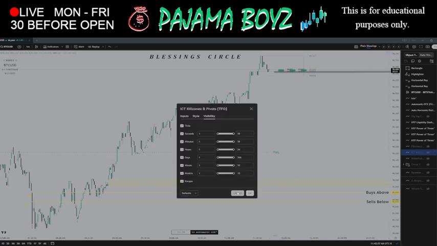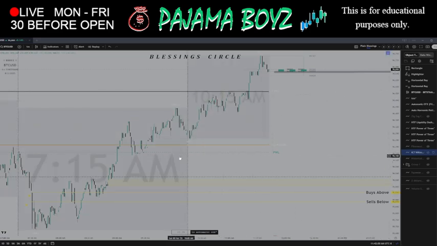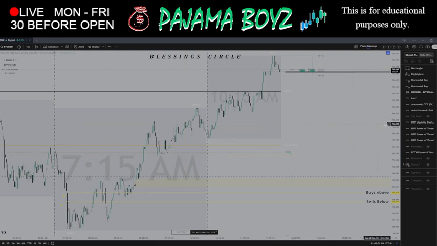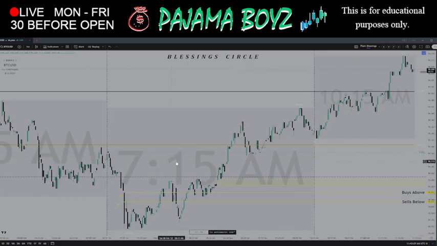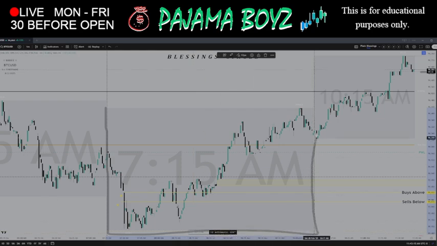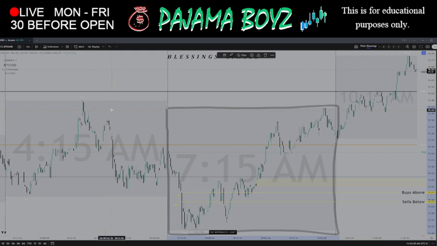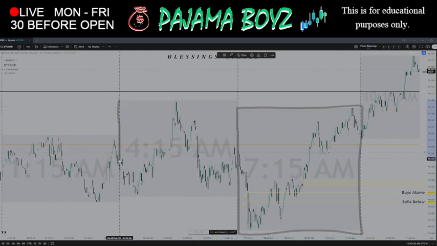ICT Killzones, it just labels times. One thing I will mention is that time is super important in trading, and all this indicator does is indicate those times for me. So for example, this is one 3-hour candle. This is another 3-hour candle.